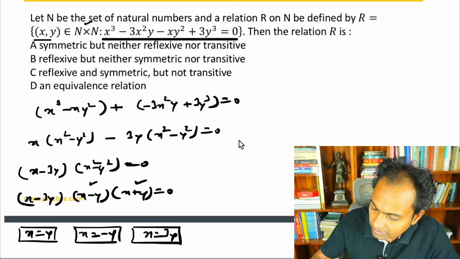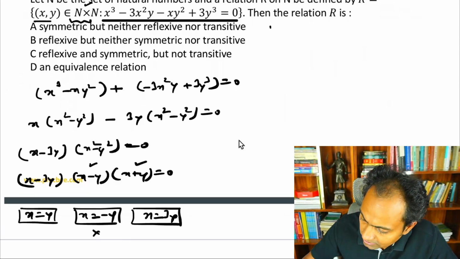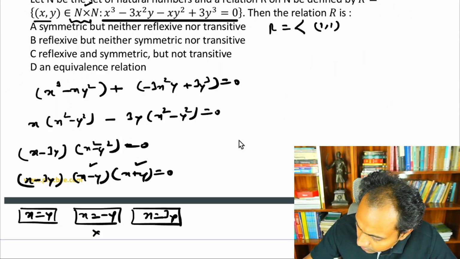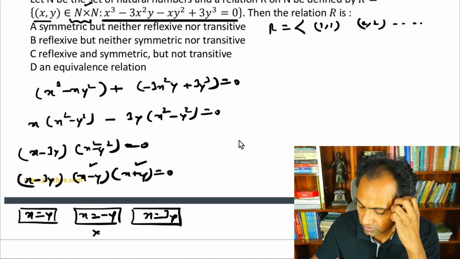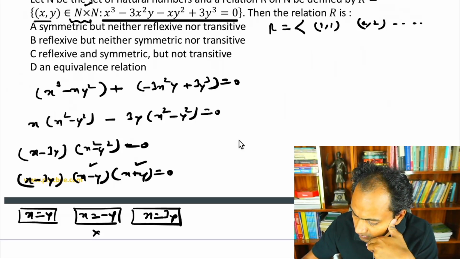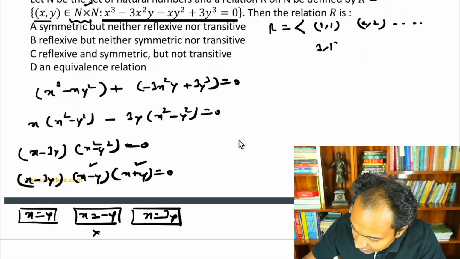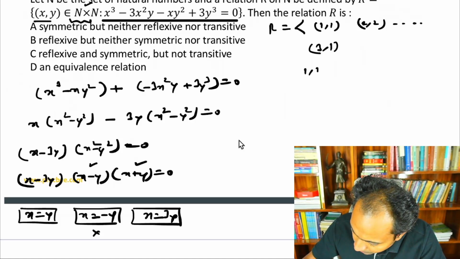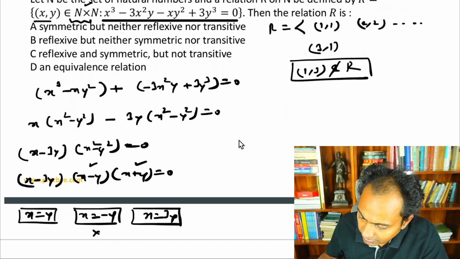Now we know that since it is defined over natural numbers, this makes no sense. So if I want to write the relation, you can see that from x equal to y, we will have things like 1 comma 1, 2 comma 2, etc. satisfying this. You can see that it will become reflexive because of this. But let us say that if I have y is equal to 1, corresponding to that, the value of x will become 3. So you can see that there is 3 comma 1 here. But 1 comma 3 will not belong to this relation, and that is the reason it is not going to be symmetric. So it is reflexive but not symmetric.